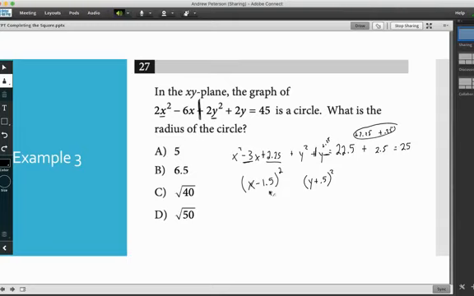Now, despite the fact that the center of the circle certainly is 1.5 comma negative 0.5 or negative 1/2, we don't care. Why? Well, it's looking for the radius of the circle. Remember, the square of the radius is equal to what's on the right-hand side. We have this nice, very well-ordered and happy 25. We love those perfect squares. We can now square root both sides and find that answer choice A is correct for number 27.